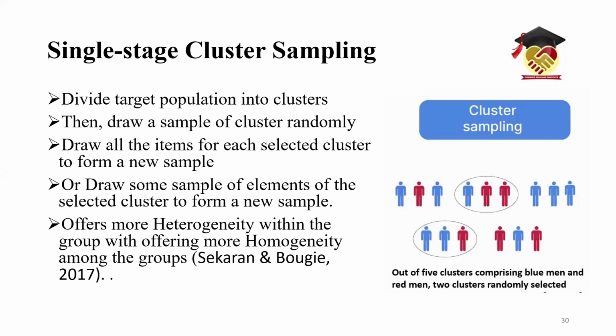But here, what is the disadvantage? Here within the clusters you have heterogeneity. That means people having different attitudes. You can see red people, blue people. Here only blue people, here red and blue. But in the earlier case, you have red or blue. You did not have both in one group. So that is why that method is good. So this is the cluster sampling.